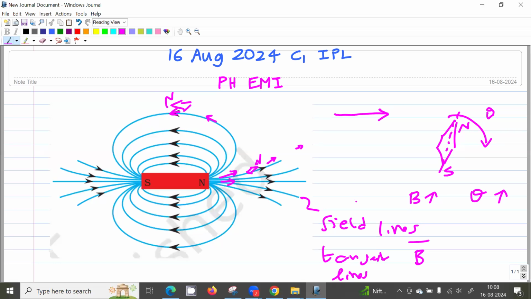Here, direction is the tangent to the field line. And the strength is proportional to the density of the lines. So here in this region, the density is more, right? So field strength is more here. As you go out here, compared to this one, the density of the field lines has decreased. So the magnetic field strength has also decreased.